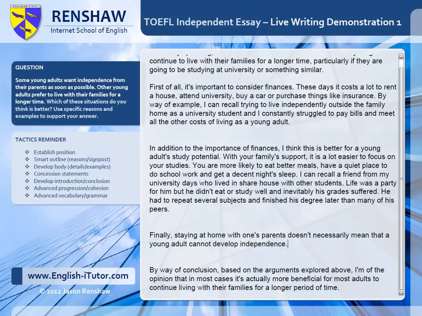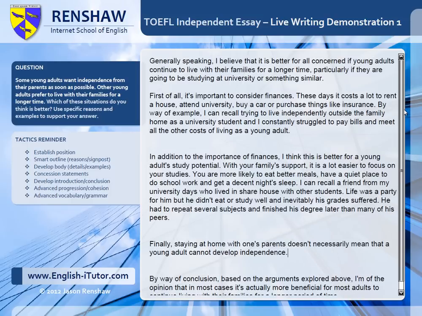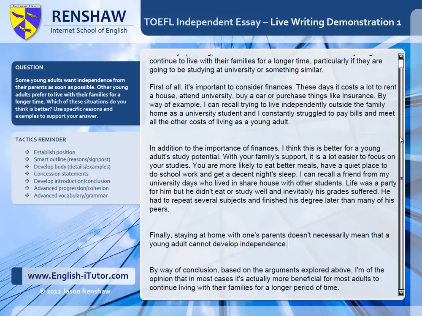So finally, staying at home with one's parents doesn't necessarily mean that a young adult cannot develop independence. One of the good things about this technique I'm using here is that you constantly review what you have been saying. And that's a good way to pick up mistakes. If you just start right up at the top and just write non-stop right down to the bottom until the end of your time, the chances of you making grammar mistakes and spelling mistakes or vocabulary mistakes is, I think, increased. But if you're constantly going back and just quickly, rapidly rereading what you wrote, there's chances to edit what you said and pick up those kind of mistakes.